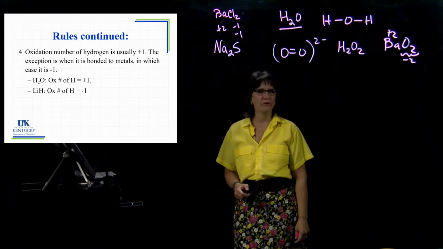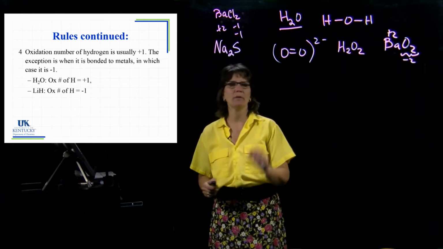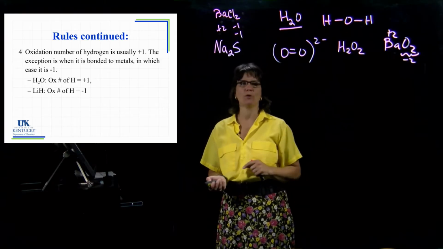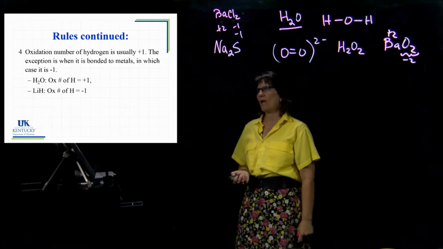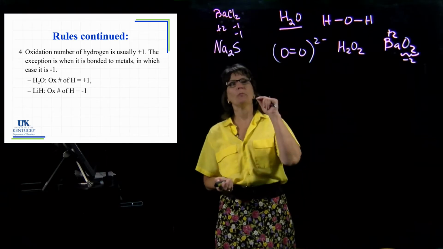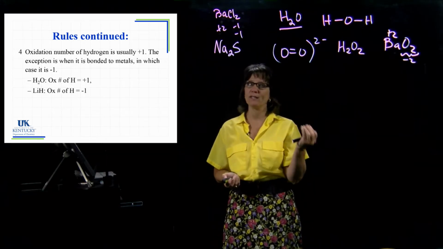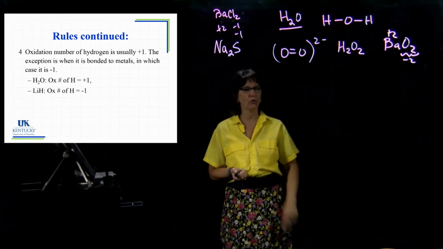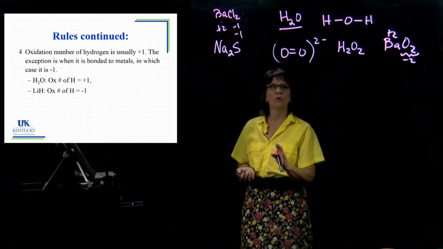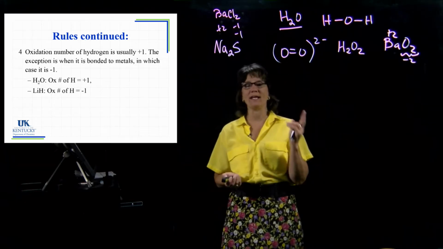Then there's a rule for hydrogen. Hydrogen is either going to be elemental hydrogen, and we know that's 0, or it's going to have a +1 oxidation number or a -1 oxidation number. How do we know which is which? Well, it'll be a +1 when it's connected to a nonmetal, and it'll be a -1 when it's connected to a metal.